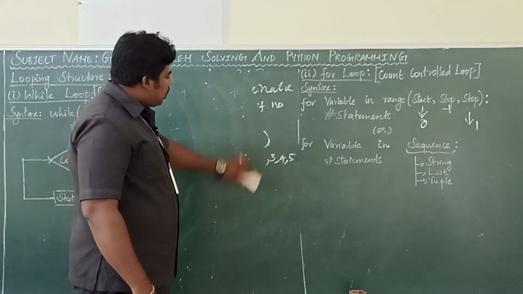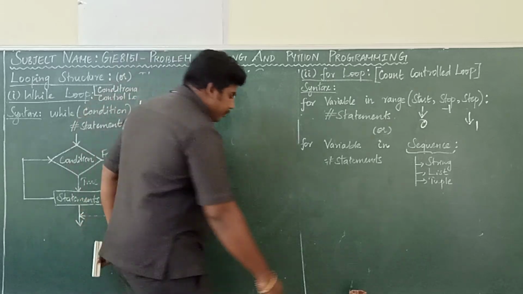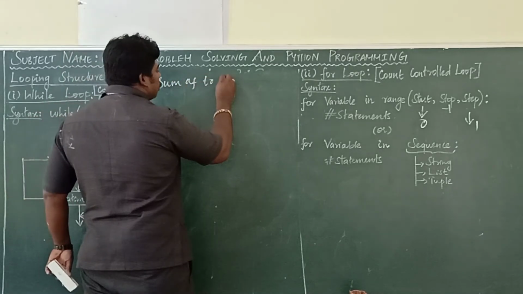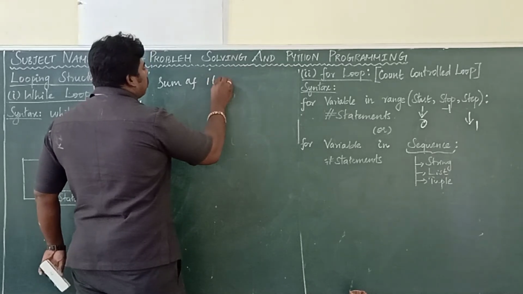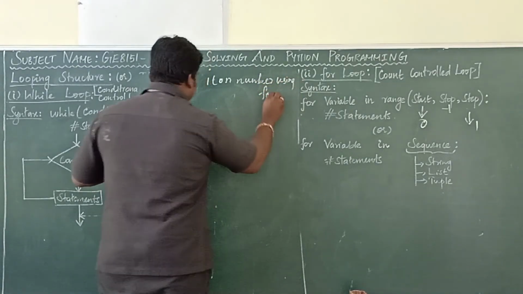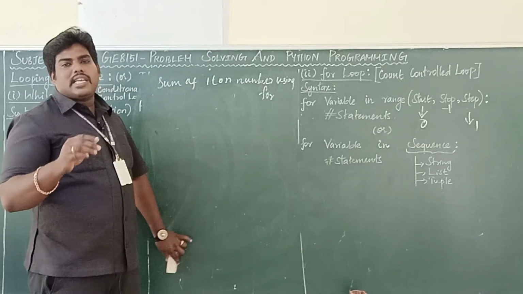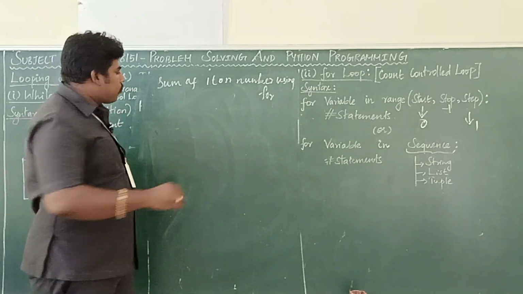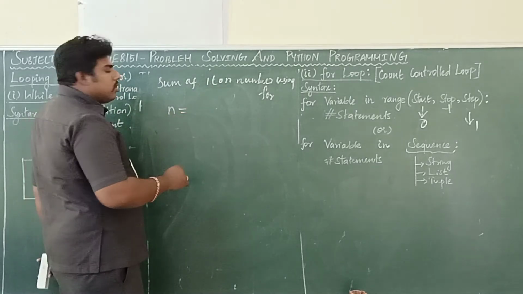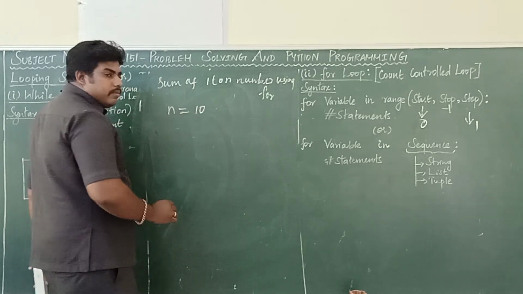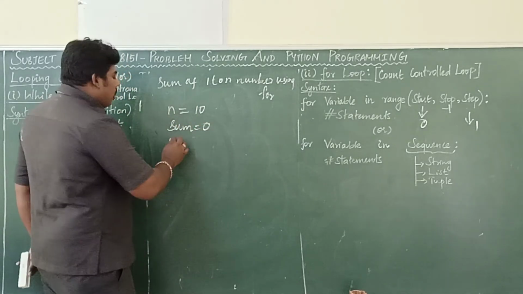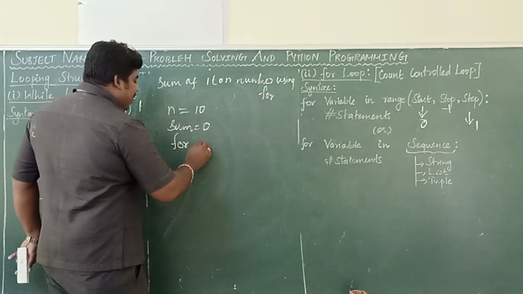The same example I am going to use: sum of 1 to n numbers using for loop. So here the initializations and all are not required. Directly we can use it. For example, a conditional variable is not required. First n equal to, what's the n value? 1 to n, right? So your n value is 10. Then for storing the answer, sum equal to 0. For is a keyword. Then the variable is i.